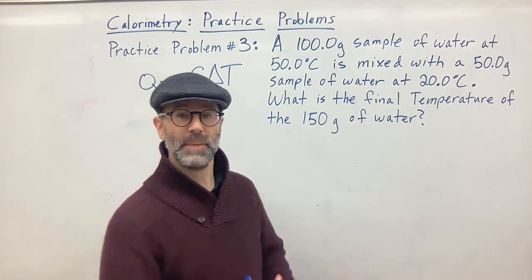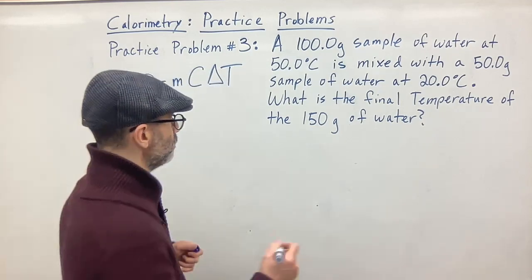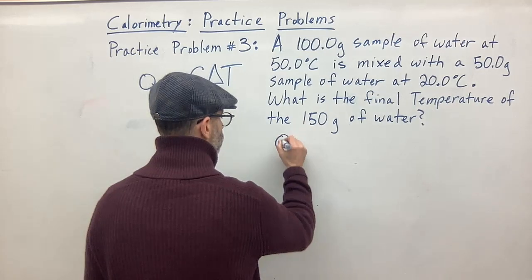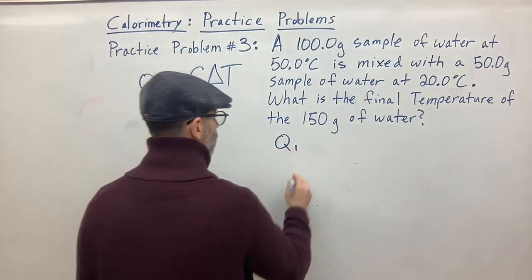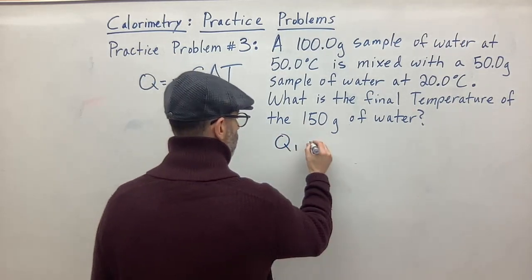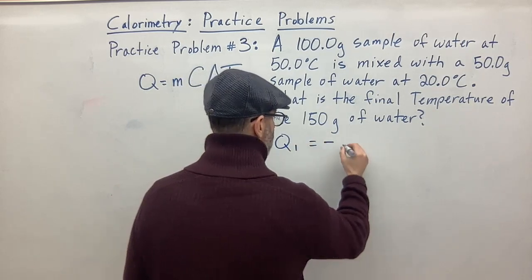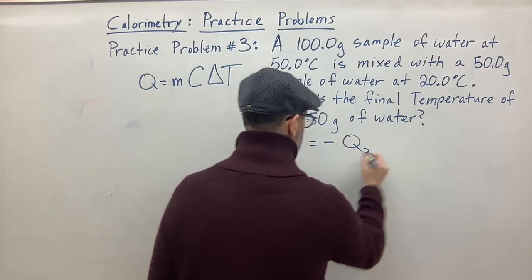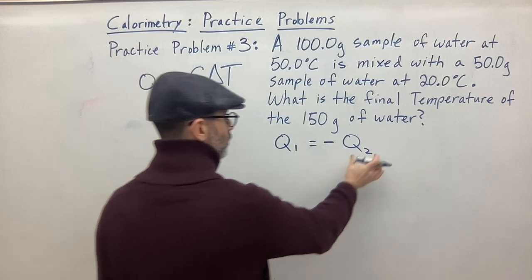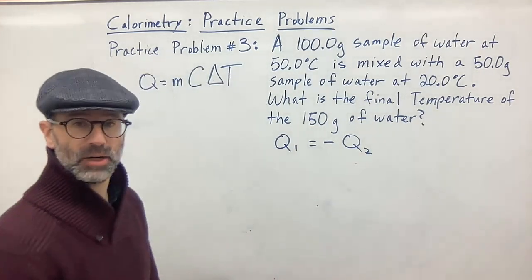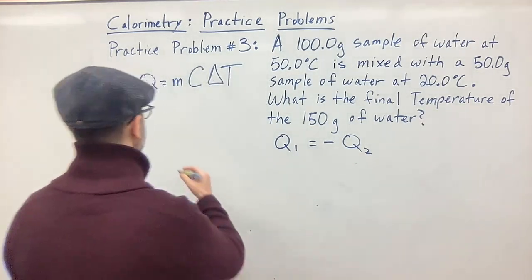Okay, so basically same type of problem. So we're going to do Q1 is equal to the negative of Q2. So this would be our first sample of water. This will be our second sample of water. So let's list our information.